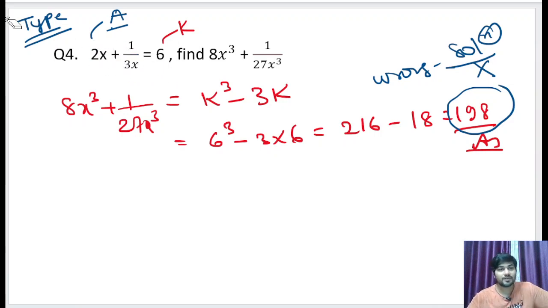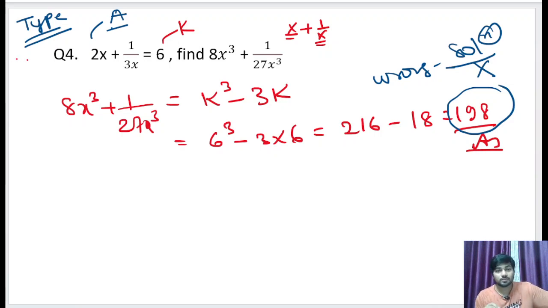It means that I can't use the formula directly. In a simple sentence, you just can't use the formula directly, because in the formula I need to have x plus 1 by x, and these values must be equal. Those values must be the same. It can't be different. So what to do now? How can we solve this question?